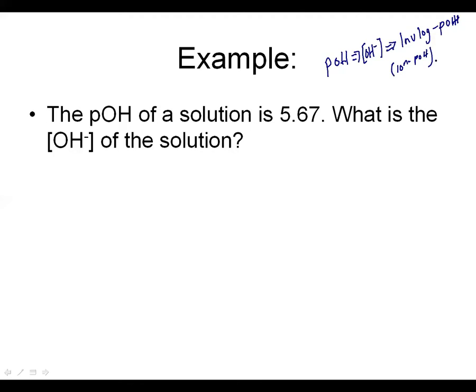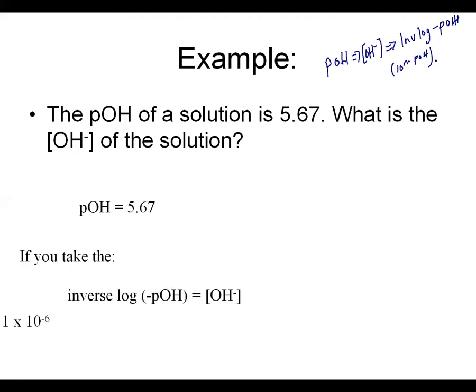And if we do that, making sure we use our negative button, not our subtract button, we will get a concentration of 2.1 times 10 to the minus 6. Again, it should have the big M next to it, which is molarity. Not the underline, but just the big M there for molarity. Any questions on that?